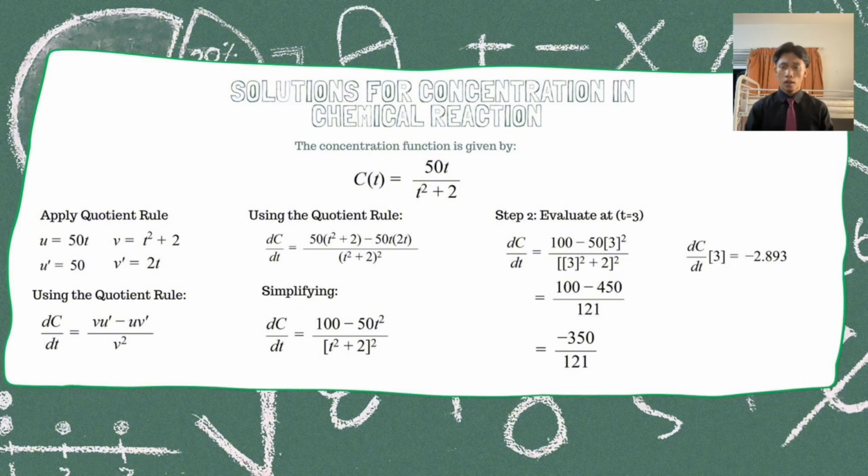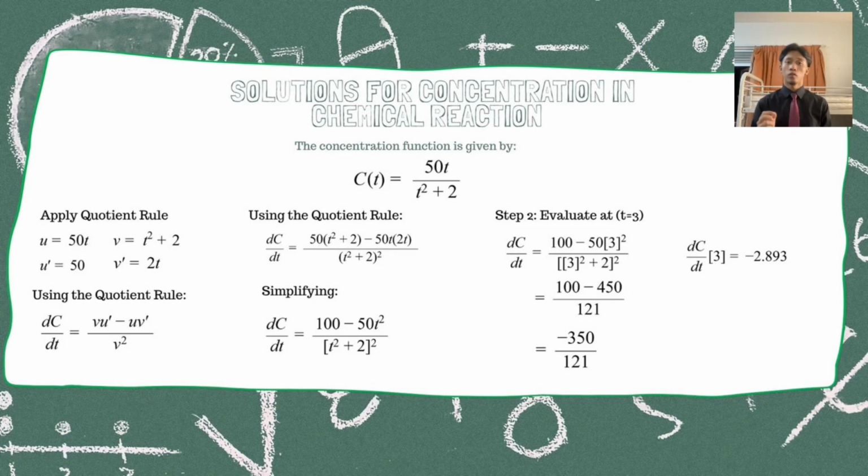Applying the quotient rule, we obtain the derivative dC over dt equal to v u prime minus u v prime over v squared. After substituting the values and simplifying the expression, we get dC over dt equal to 30 minus 15t squared over (t squared plus 2) to the power of 2. Next, we evaluate the derivative at t equal to 3.